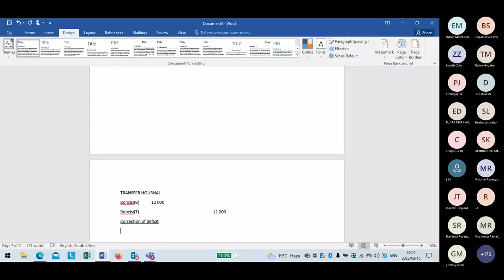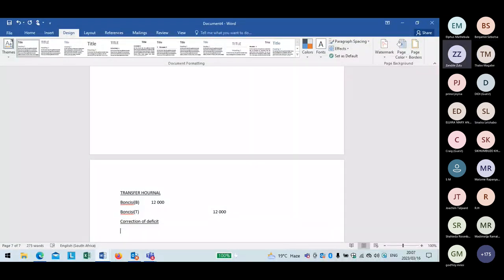But it was reversed. And now that it was reversed, what does it leave the trust with? With a minus. A deficit. A deficit of how much? 12,000. And now that there's a deficit in trust, what are you obliged to do by law? To report and correct it. By doing what?